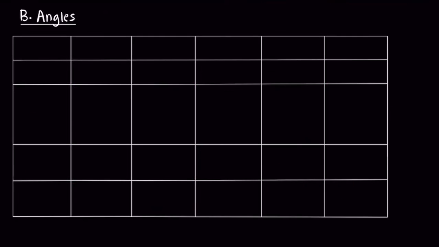When two lines join together, an angle is formed. There are 6 types of angles. Angles in a straight line, we call it straight angle. The size of a straight angle is 180 degrees.